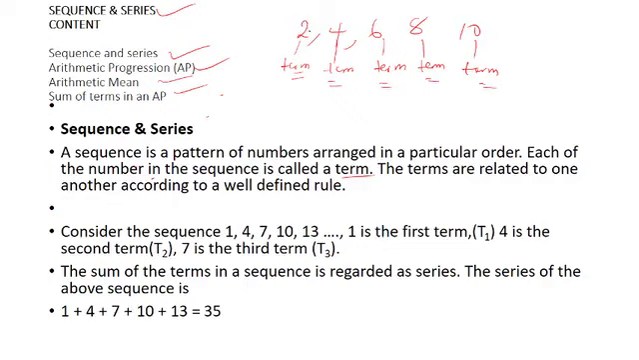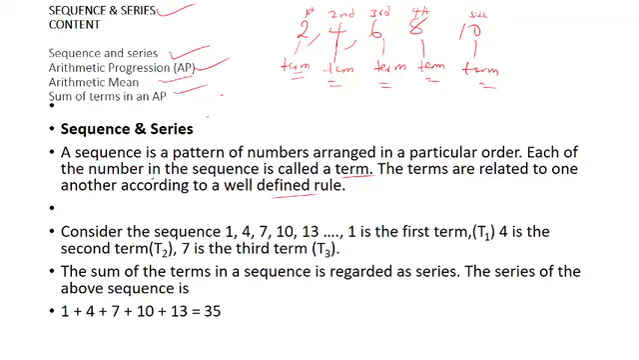If a sequence is given to you and 2 appears first before 4, 6, 8, 10, we don't consider 2 being the least or 10 being the highest. They are named according to how they are written from left to right. So this is our first term, this is our second term, this is our third term, this is the fourth term, and this is the fifth term of the sequence. The terms are related to one another according to a well-defined rule.